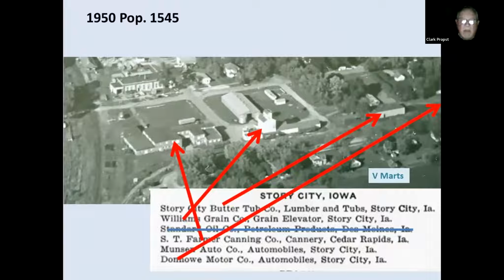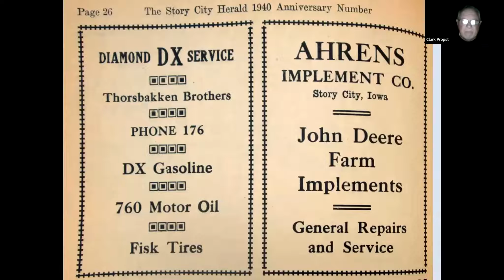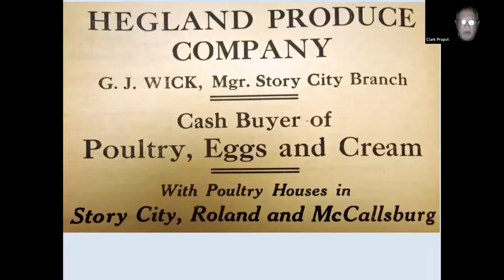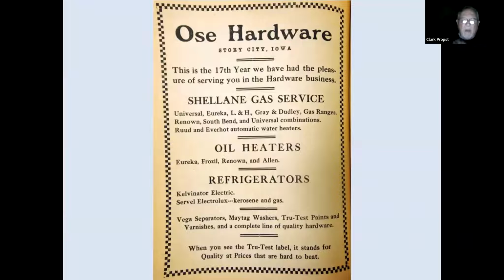Another thing that's very helpful are city and county directories. They'll give you all the businesses, so you know what's going to be there. There's a DX dealer there in Story City. Aaron's Implement, a John Deere franchise. Oops, went the wrong way. Hagelin Produce. Their main building was in Roland, but you can see they had a distributor in Story City. The one thing interesting is a hardware store.